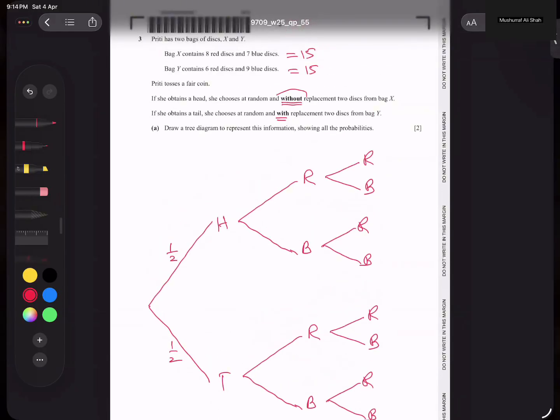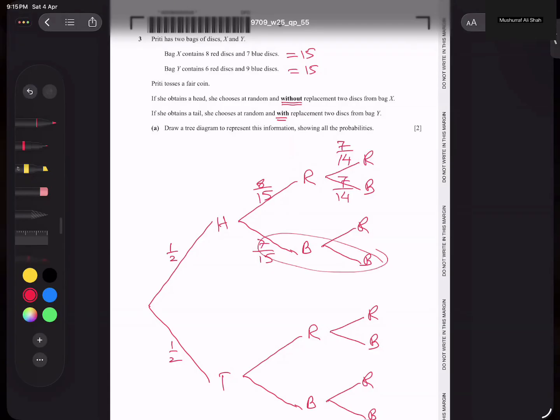Because the first part from X is without replacement. So how many red chances? 8 out of 15. And one less, 7 out of 14. And now what about this branch? If from 15 we subtract 8, we get 7. And the denominator is always the same. And what about this 7 over 14? So here 14 subtract 7, you get a 7.